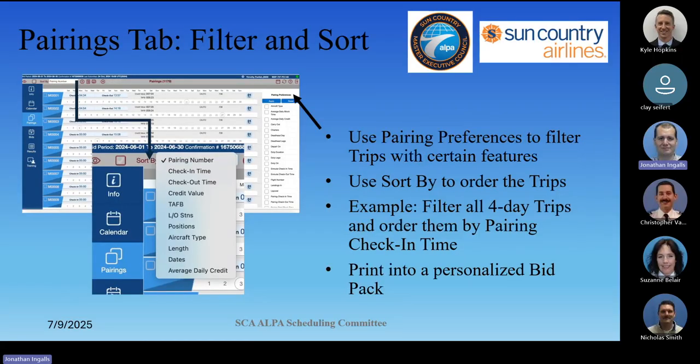Pairing tab, sort filter function. Anyone have any questions on how that worked? It's pretty straightforward, I think. Just get in there and play around. It's neat.